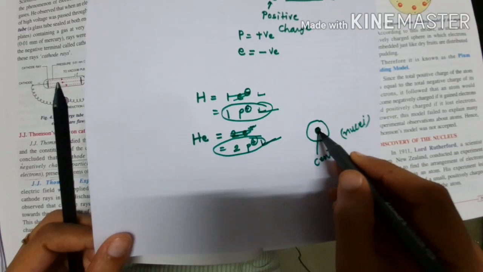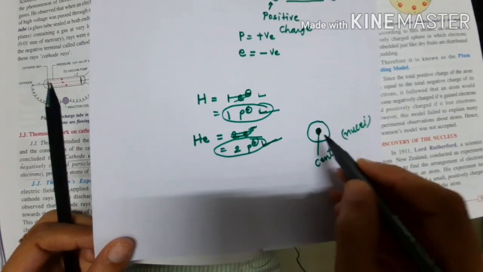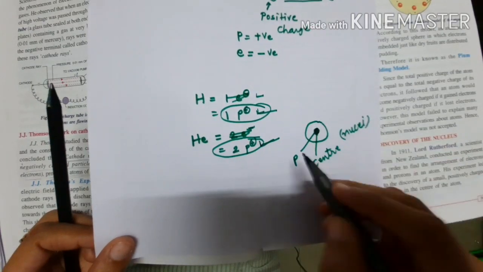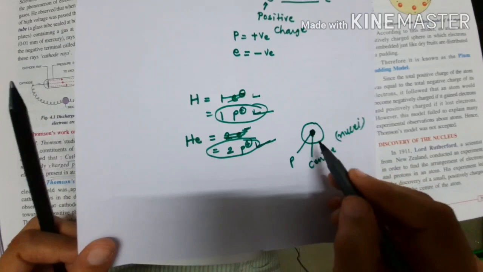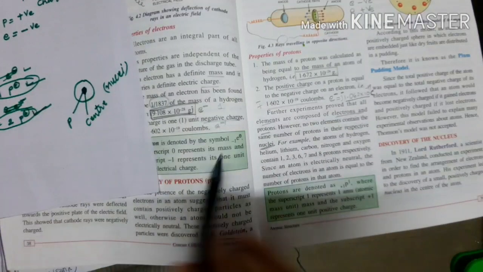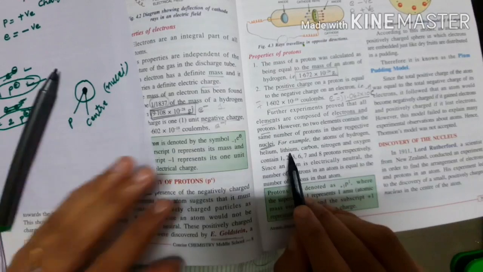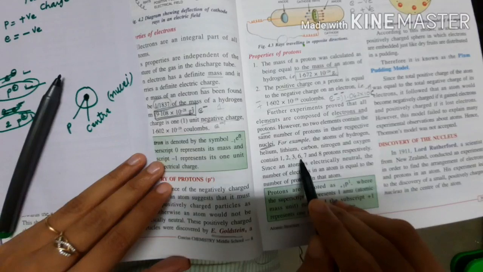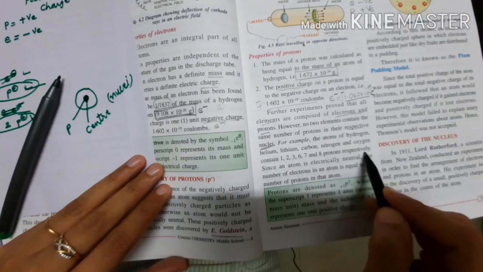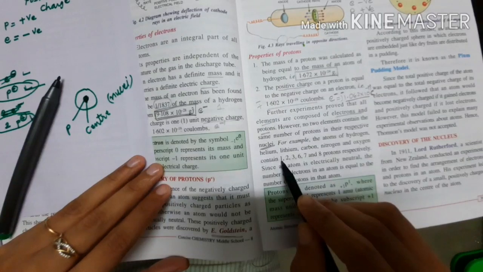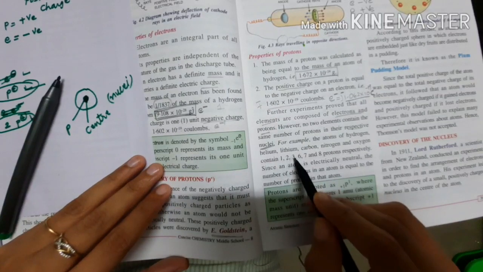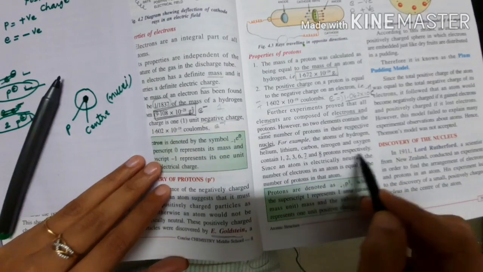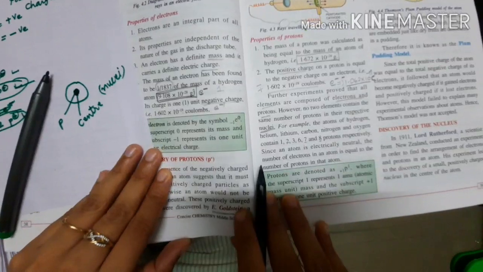So an atom has a particular center where protons are present, and every element has a different number of protons in its nucleus. For example, atoms of hydrogen, helium, lithium, carbon, nitrogen and oxygen contain 1, 2, 3, 6, 7 and 8 protons respectively, which means hydrogen has 1 proton, helium has 2, lithium has 3, carbon has 6, nitrogen has 7 and oxygen has 8 protons. I hope you understand this point.